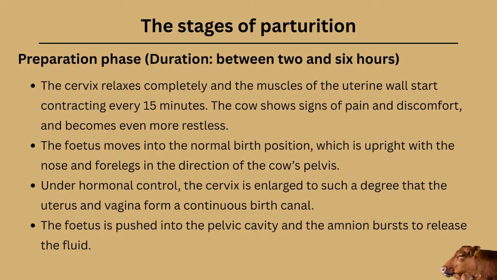The fetus moves into the normal birth position, which is upright with the nose and forelegs in the direction of the cow's pelvis. Under hormonal control, the cervix is enlarged to such a degree that the uterus and vagina form a continuous birth canal. The fetus is pushed into the pelvic cavity and the amnion bursts to release the fluid.